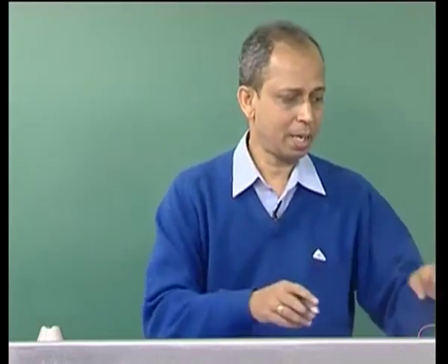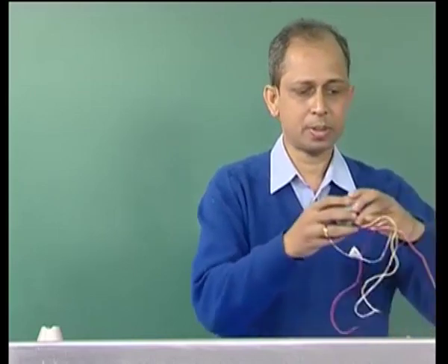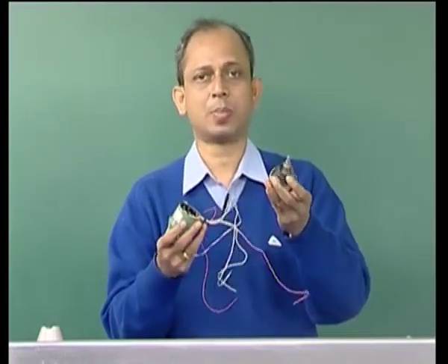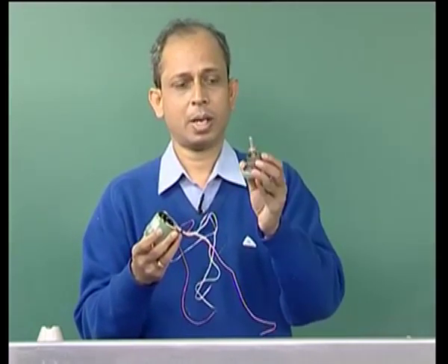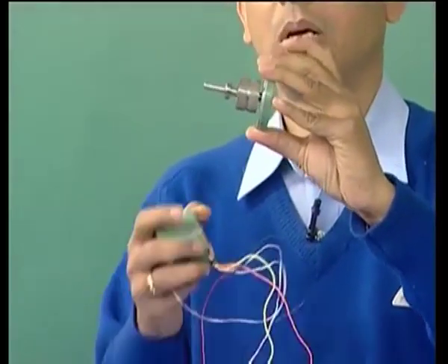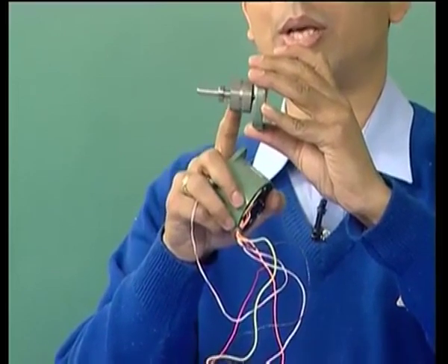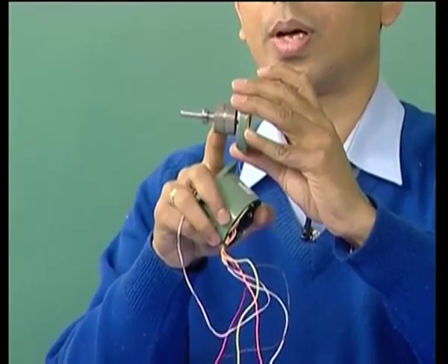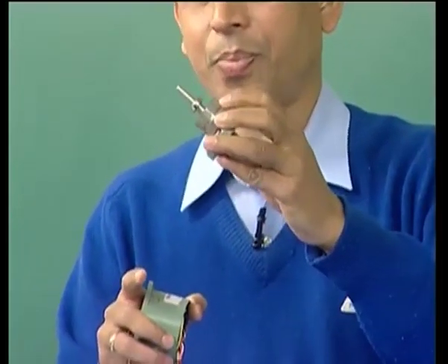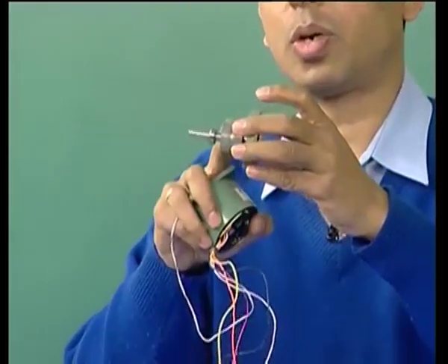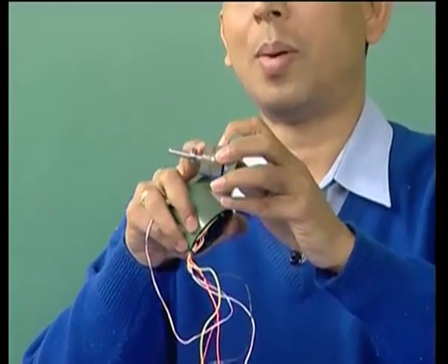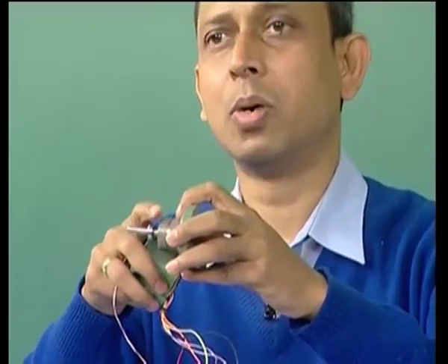This is an example of a hybrid stepper motor. This is the rotor. The rotor has the teeth and the slots, and this is a permanent magnet. So, this rotor is a permanent magnet. In addition to that, we also have variation of reluctance due to the slots and teeth.